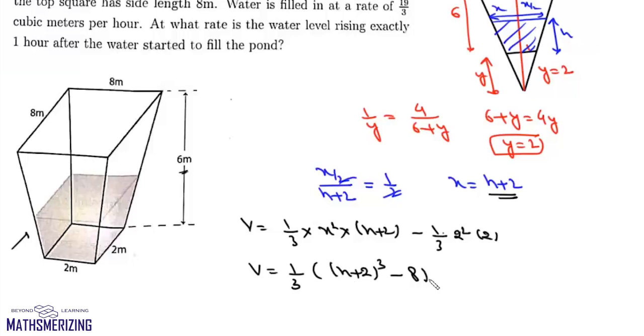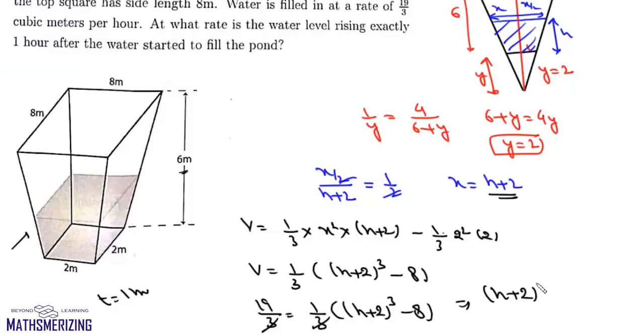Now first we'll find the value of h after 1 hour. Now if water is filling at a rate of 19 by 3 cubic meter per hour, then after 1 hour the value of V is 19 by 3. So it is 19 by 3 equal to 1 by 3 into (h plus 2) whole cube minus 8. Now 3 and 3 will cancel. So from here we can write (h plus 2) cube will be 19 plus 8, which is 27. So we can write h plus 2 as 3, that is, the value of h is 1.